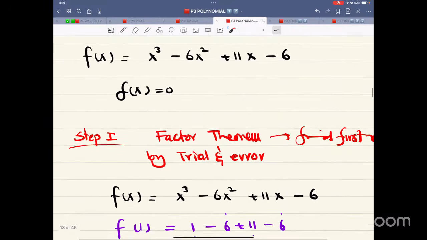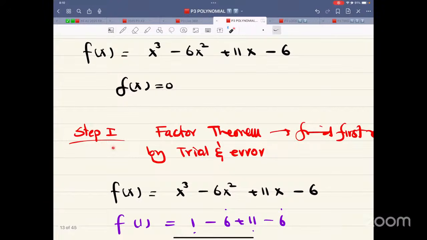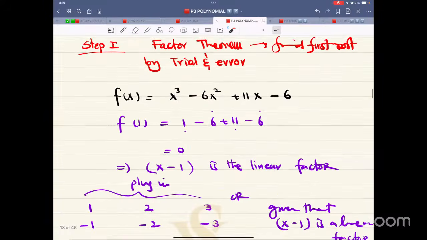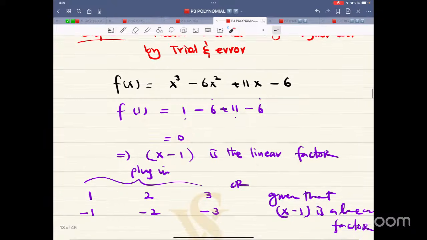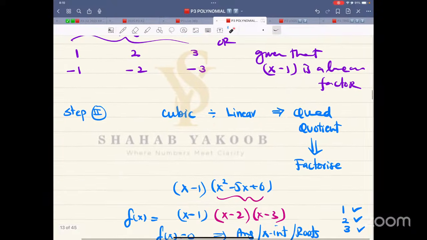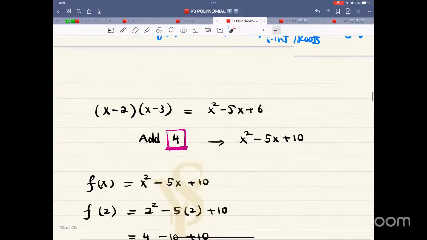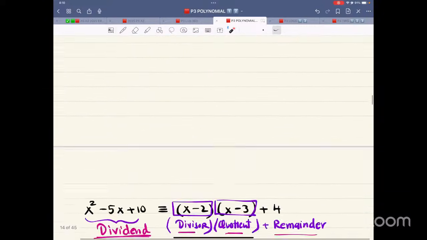Solving a cubic equation: find the first root by trial and error. That is called the factor theorem. So you just plug in different values. Any value which gives me 0, x minus that value is the linear factor. And then we carry out long division, just like what you have seen, cubic divided by linear. We get a quadratic quotient, factorize, and you get the answers.